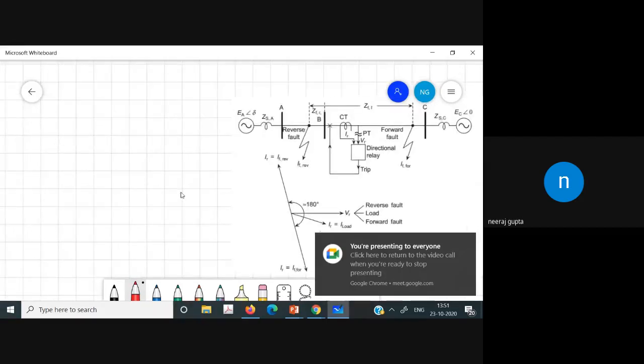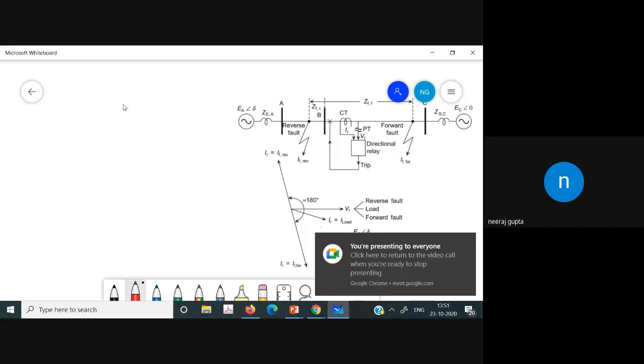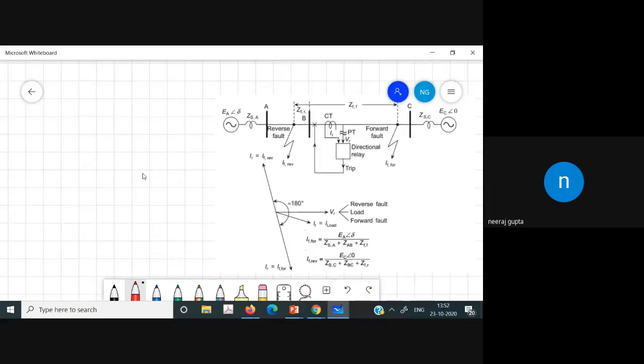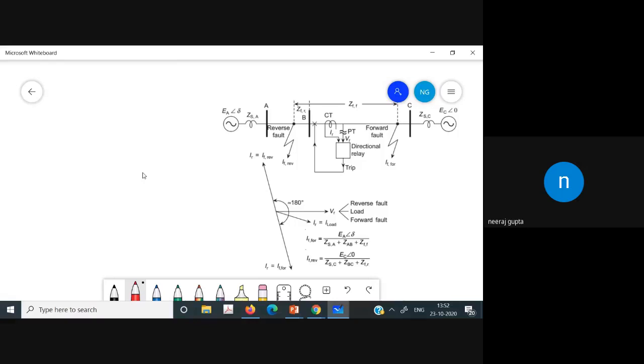So in the previous lecture, we were discussing the directional overcurrent relays. Today we will discuss the phasor diagram for the voltage and the current for forward and reverse faults.